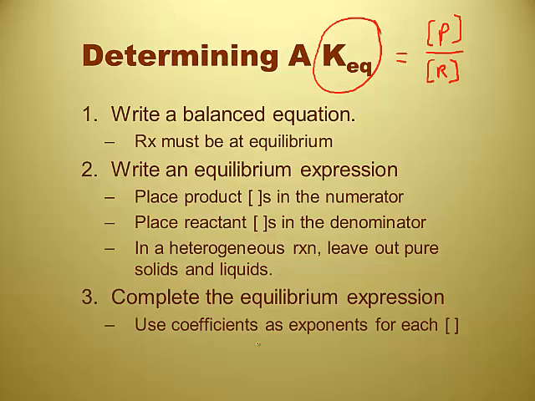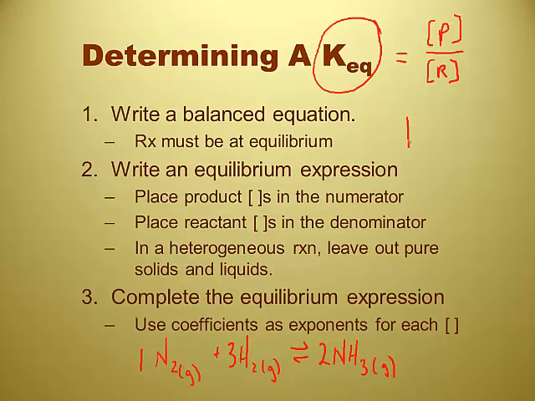And then finally, we complete the equilibrium expression by using the coefficients in the balanced equation as exponents for each of the concentrations. For instance, if we were using the Haber process, which says that nitrogen gas and hydrogen gas can create ammonia gas, we would start with the balanced equation. It's homogeneous, they're all gases, so I will be using all of these in the equilibrium expression.